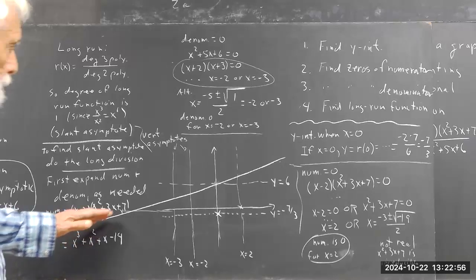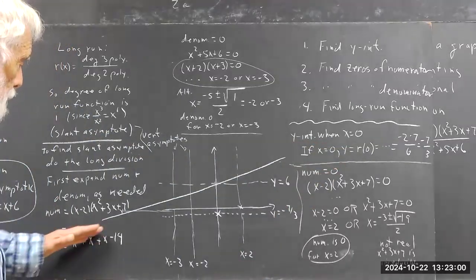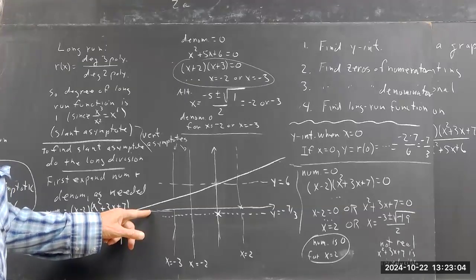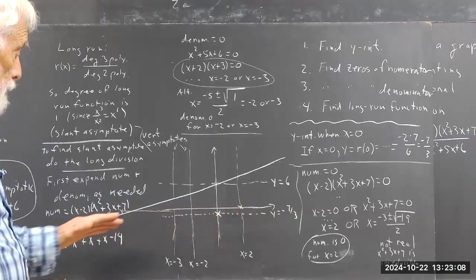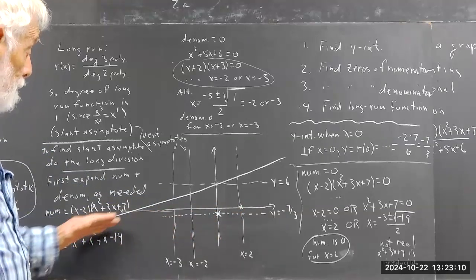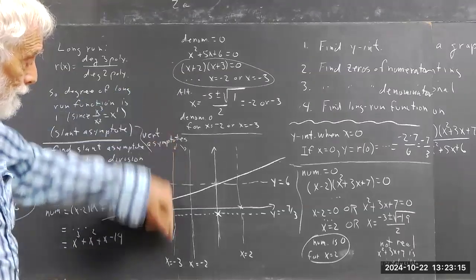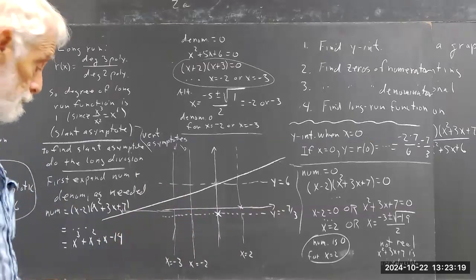The graph has to be asymptotic to this line. So it has to come up from here. But it can't go through the x-axis because there are no zeros. The only zero is here. So it's going to have to turn around. Comes up from here, it's going to turn around. And fortunately, we've got a vertical asymptote there to turn around and approach.